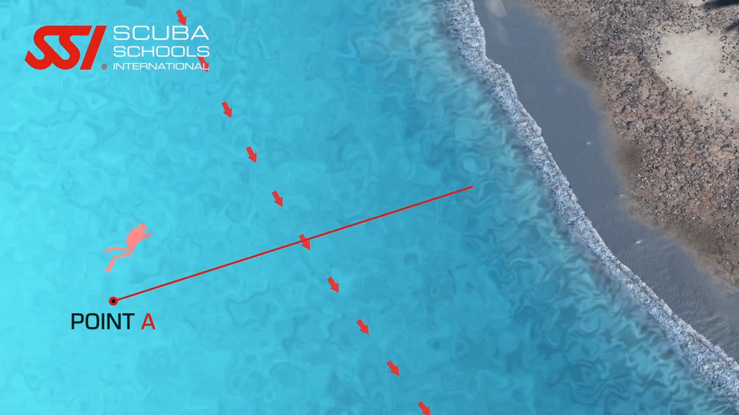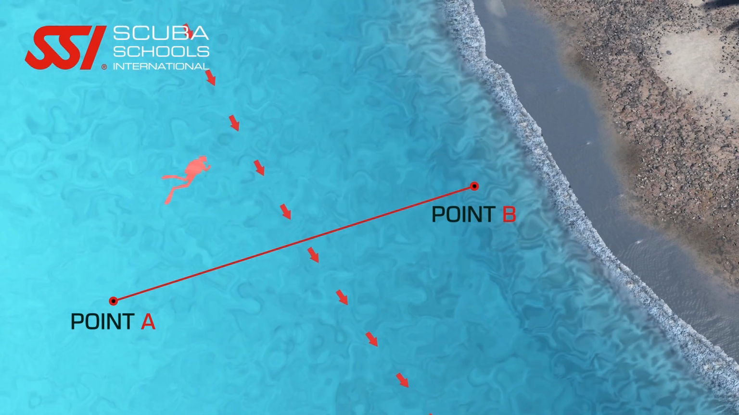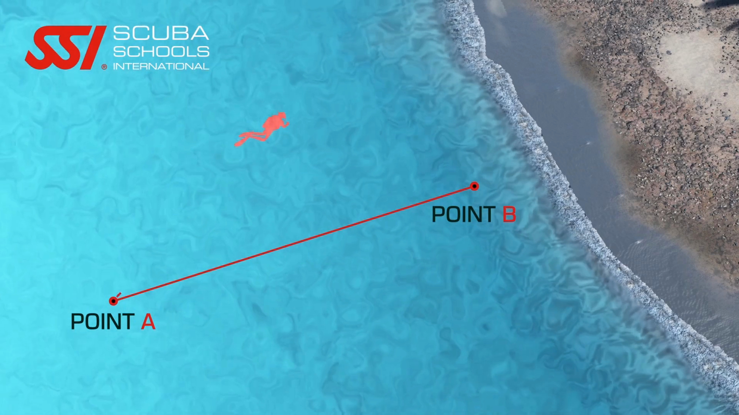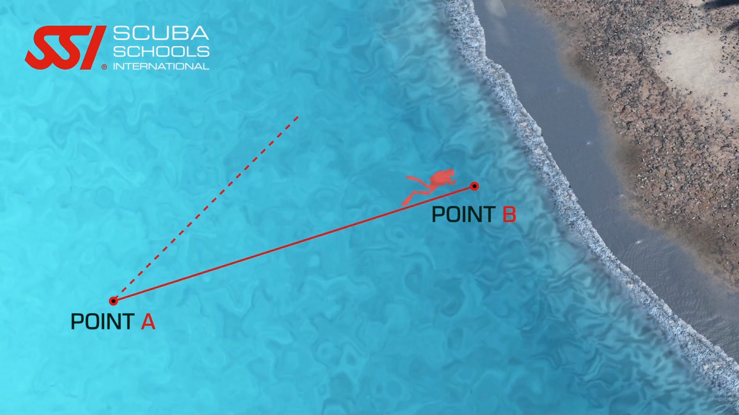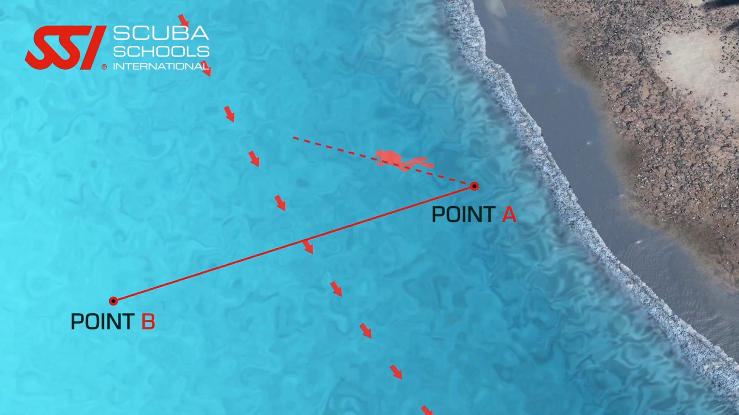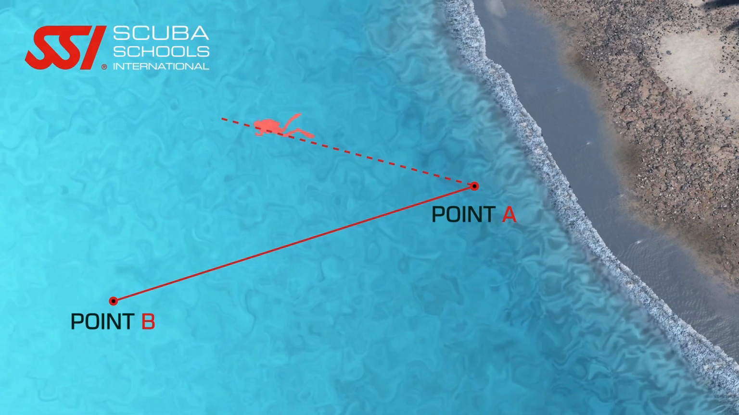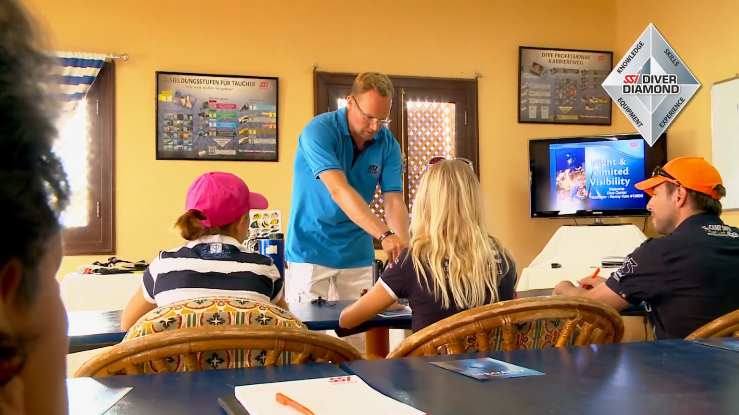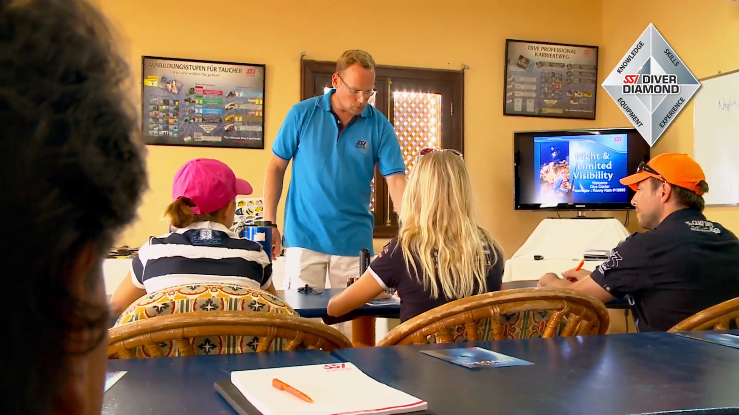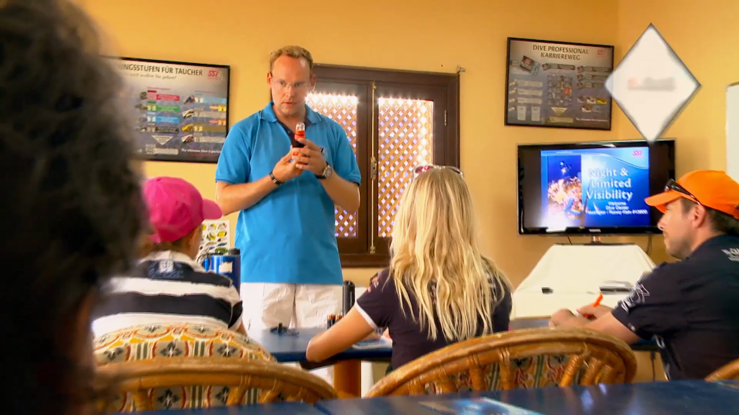To simplify, think of the current as flowing from your left to your right. You would have to swim slightly left of your compass bearing on the way out and slightly right of your compass bearing on the way back. Before diving in specialty situations, it's highly recommended that you enroll in other SSI specialty programs.